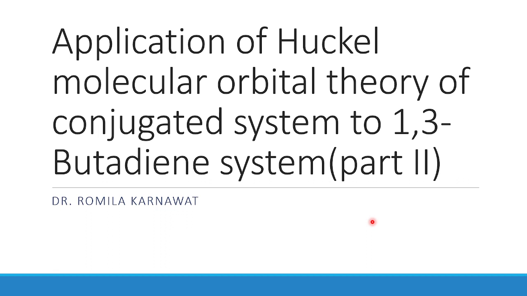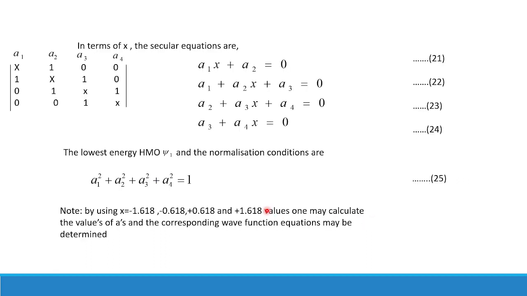So in this part, we will derive different secular equations and also the wave functions psi 1, psi 2, psi 3 and psi 4. We have already calculated the four values of x, that is minus 1.618, minus 0.618, plus 0.618 and plus 1.618. With the help of all these values, we will calculate the HMO coefficients, the different A's, and the corresponding wave function equations will also be determined.